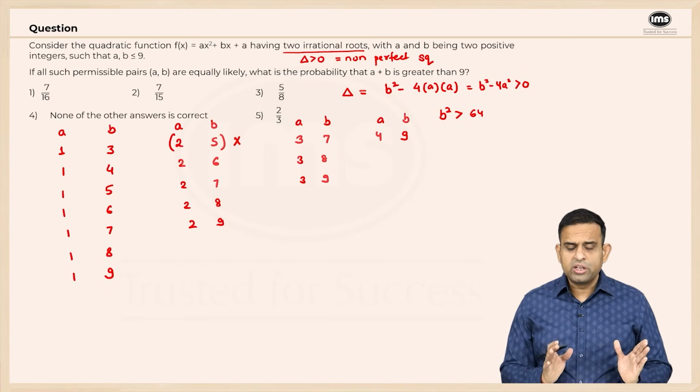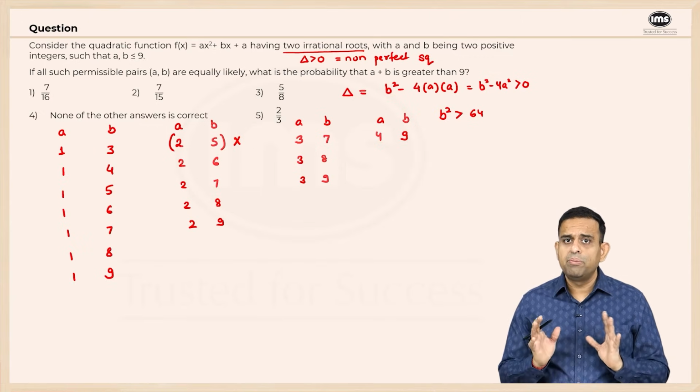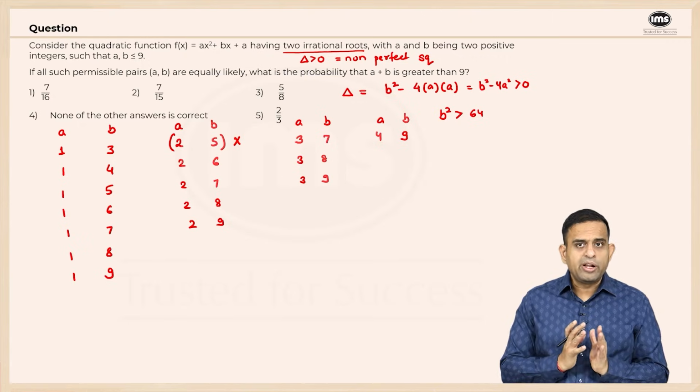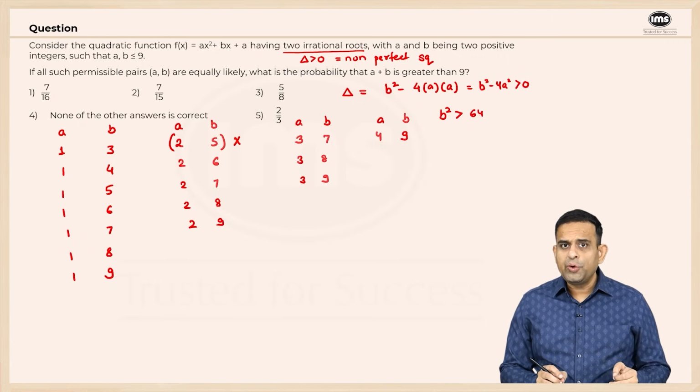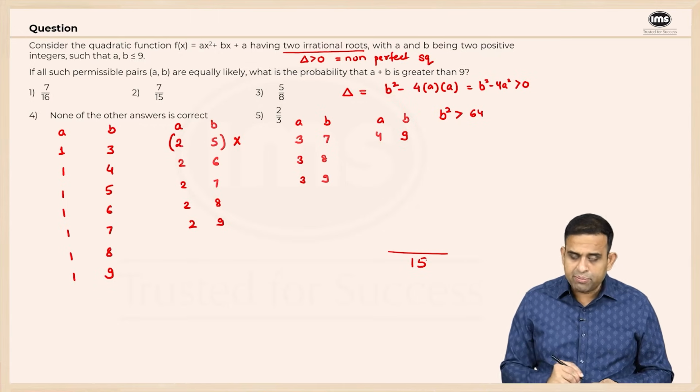And in no other case will you find the term b square minus 4a square to come out to be a perfect square quantity. So if I look at the count here, 1, 2, 3, 4, 5, 6, 7, 8, 9, 10, 11, 12, 13, 14 and 15. So my total possibilities where you are going to get irrational roots are 15. That's my sample space.